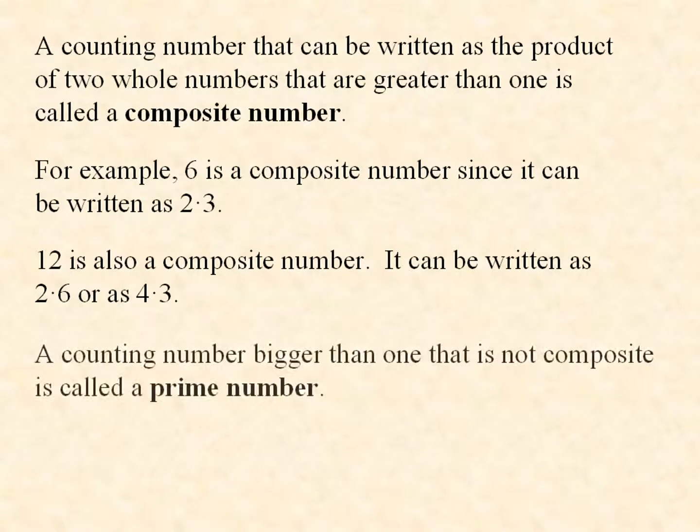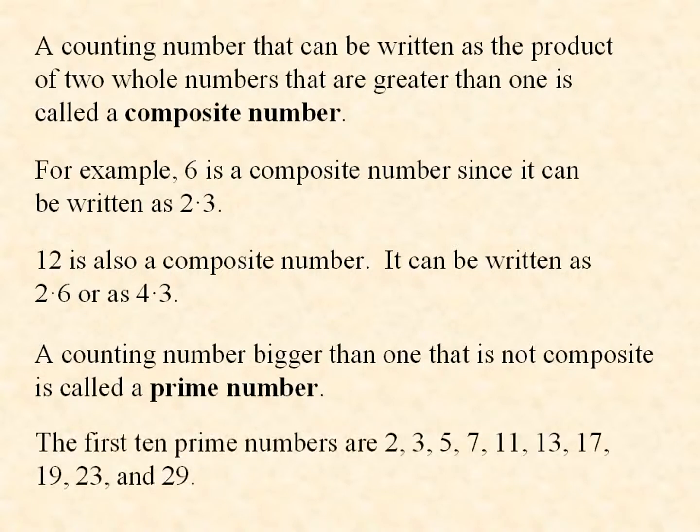A counting number bigger than 1 that is not composite is called a prime number. The first 10 prime numbers are 2, 3, 5, 7, 11, 13, 17, 19, 23, and 29. These numbers cannot be written as the product of two whole numbers greater than 1.